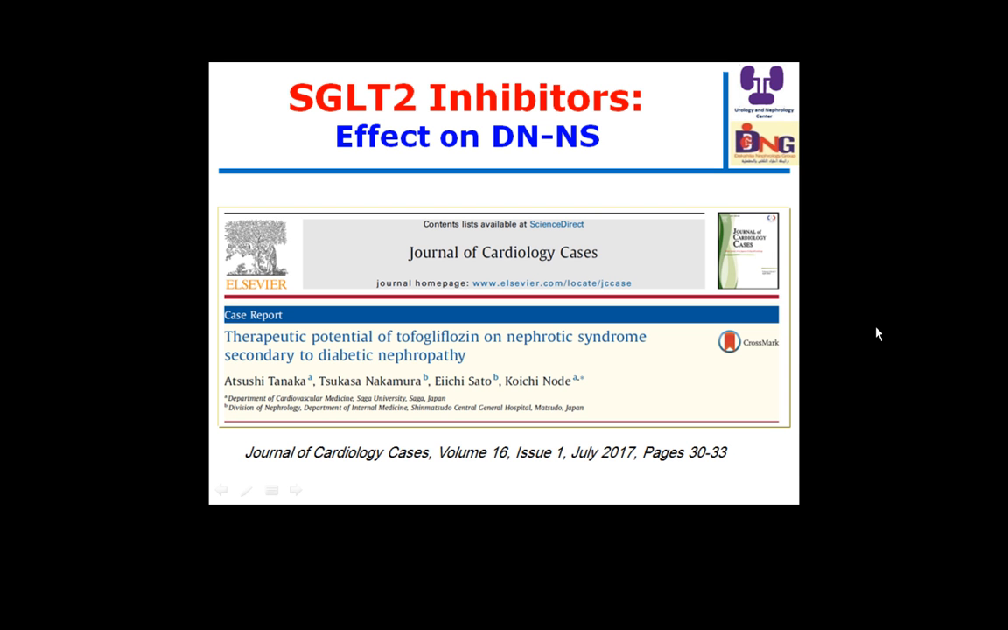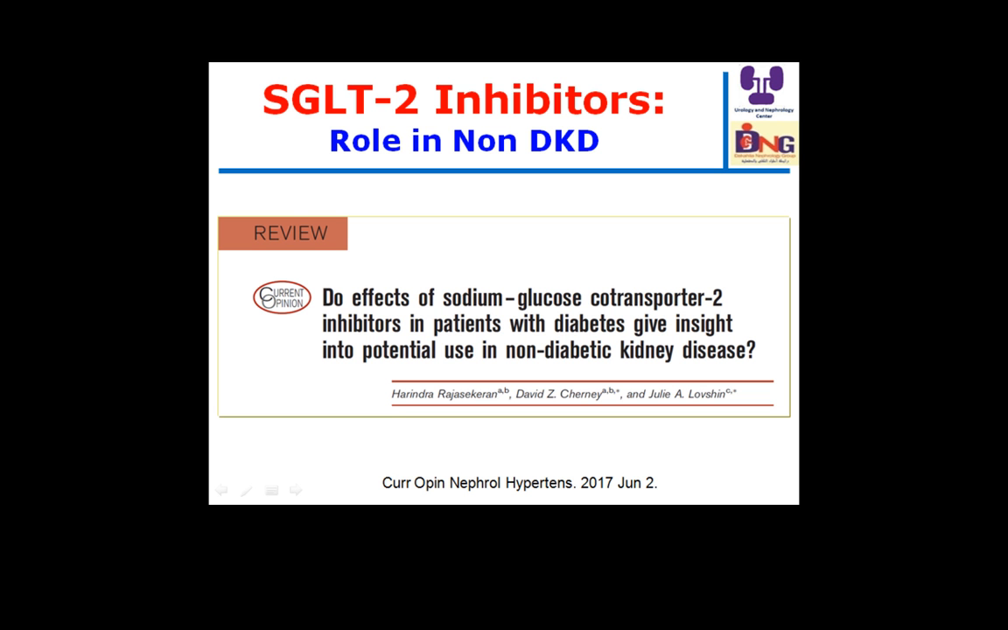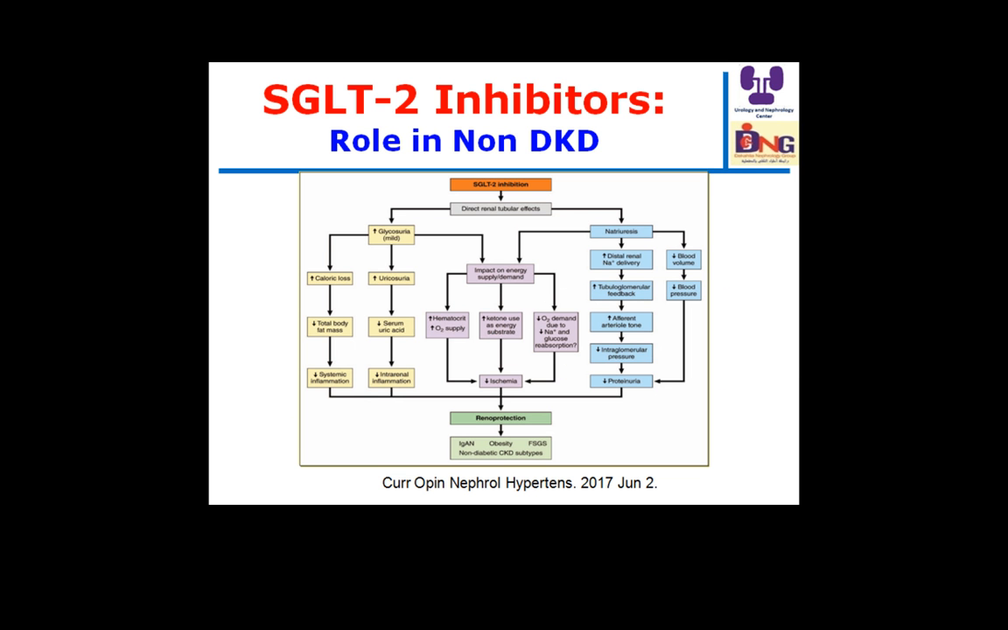But it seemed that we can use the sodium glucose cotransporter 2 inhibitors. Here, this is still diabetic kidney disease, diabetic nephropathy, and nephrotic syndrome, and the use of sodium glucose cotransporter 2 inhibitor was successful in reducing proteinuria. And this is a very interesting review about the effects of sodium glucose cotransporter 2 inhibitors in patients with diabetes, giving insight into potential use in non-diabetic kidney disease. And after thorough discussion, this is the expected mechanism.